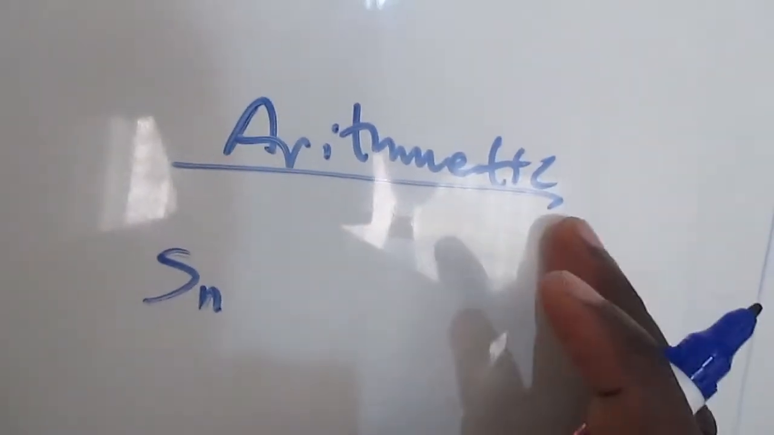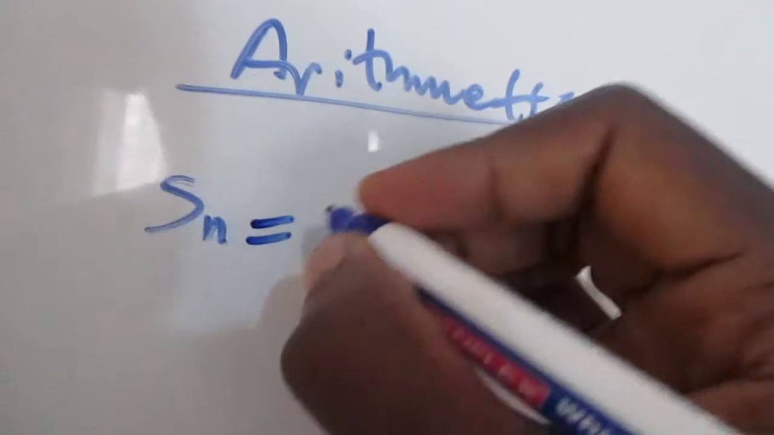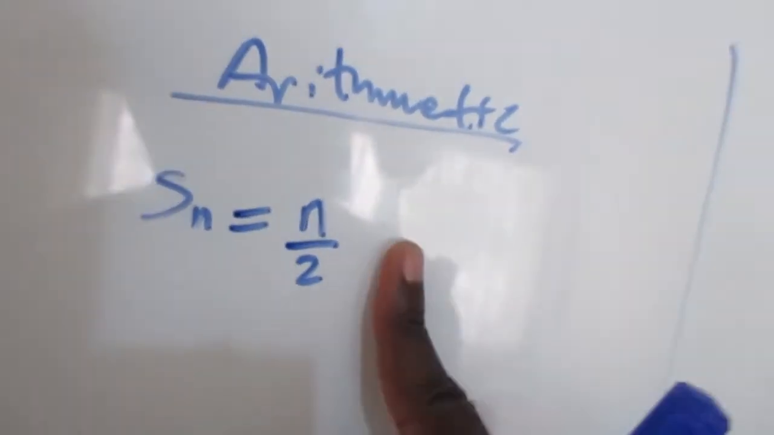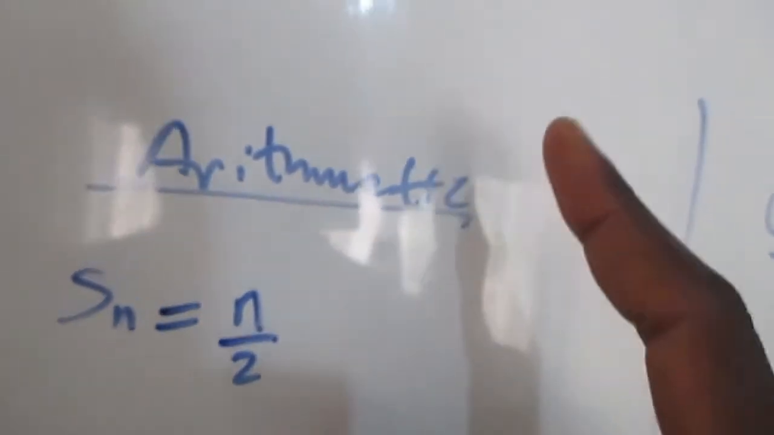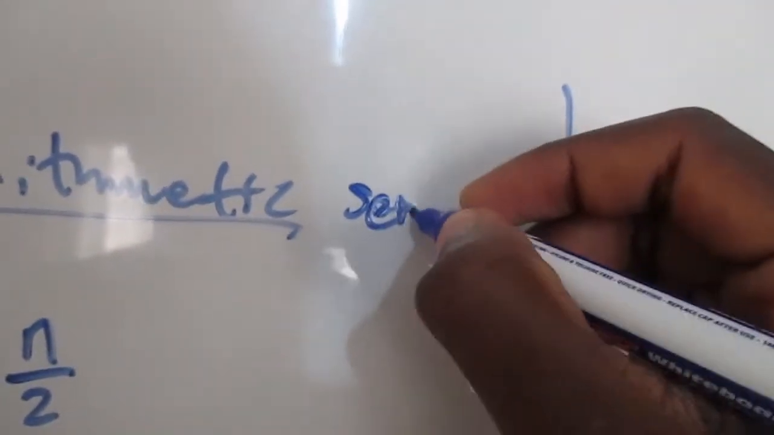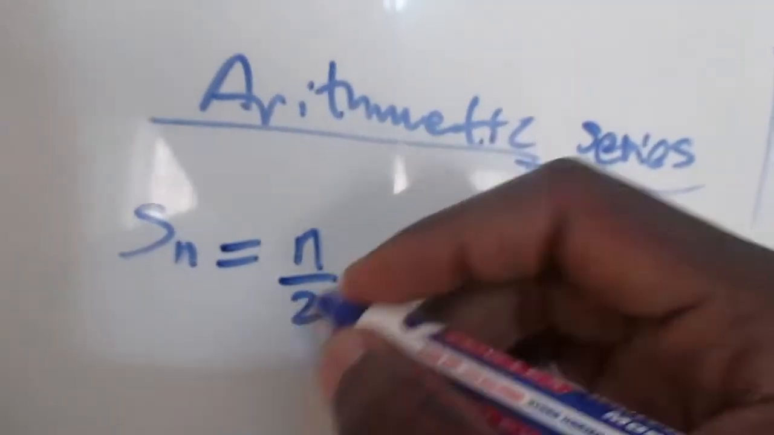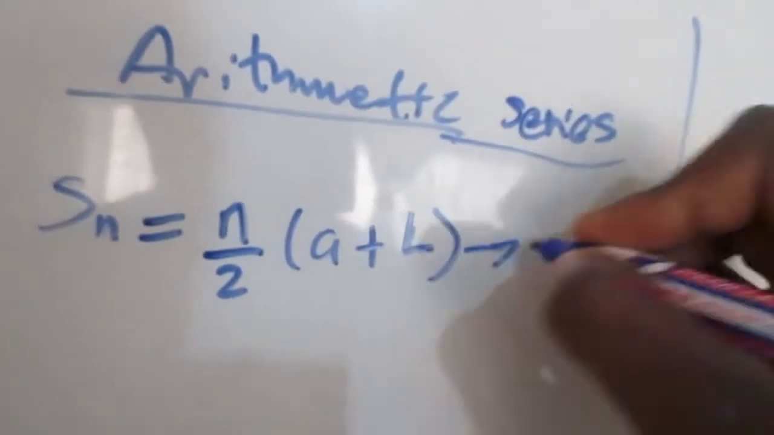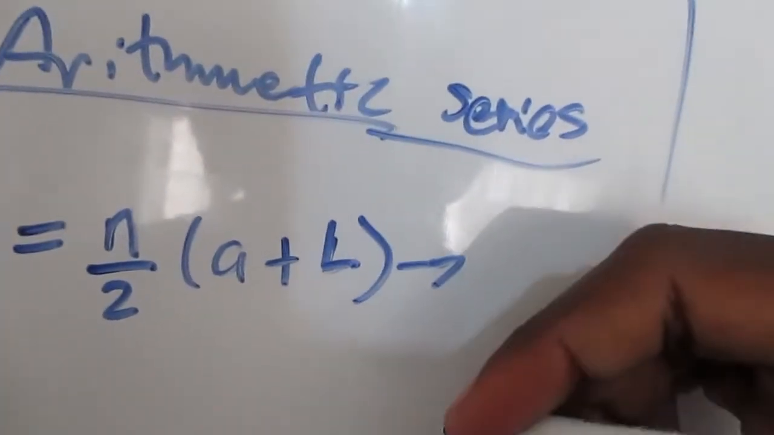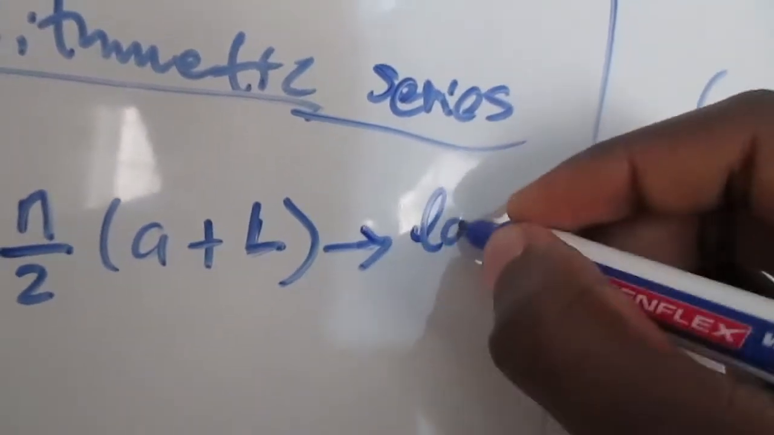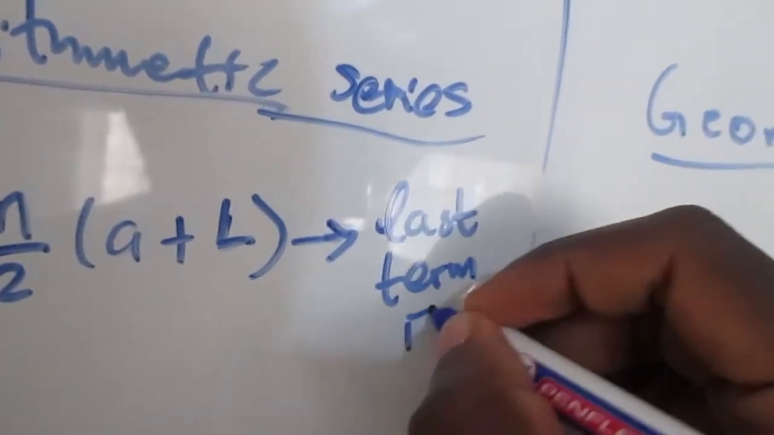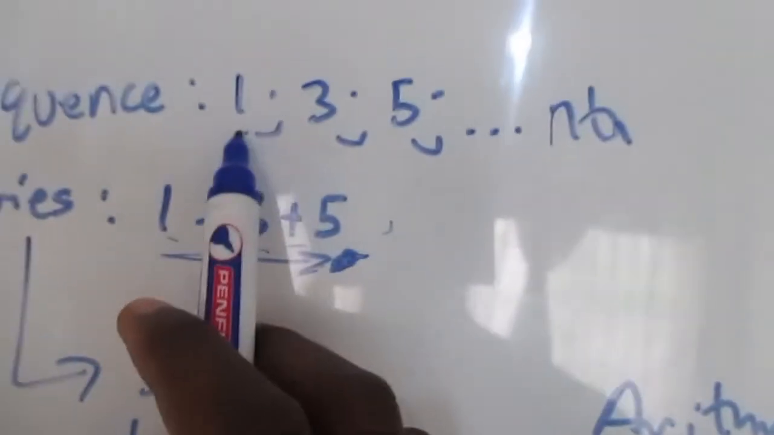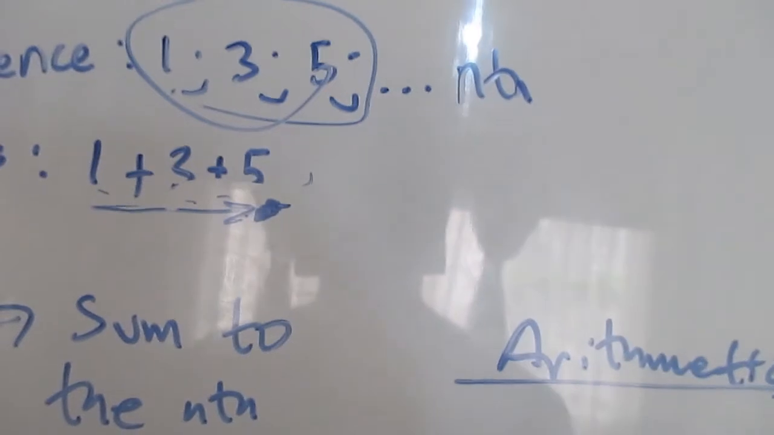So for an arithmetic series, to find the sum to the nth term, I basically have 2 equations for each of these variations. For an arithmetic series, you use this formula if you know the last term of the series. The last term is known. Let's do examples as we go along.